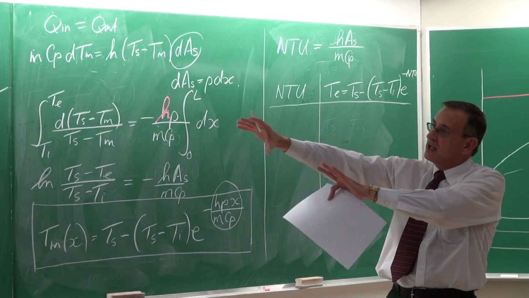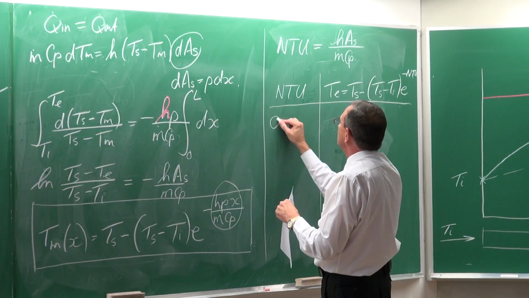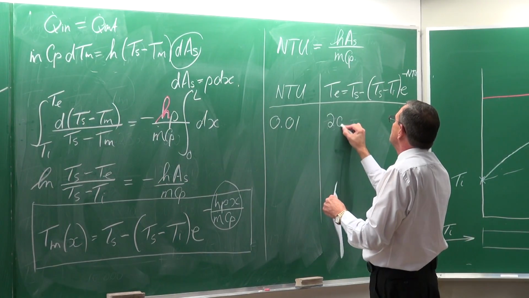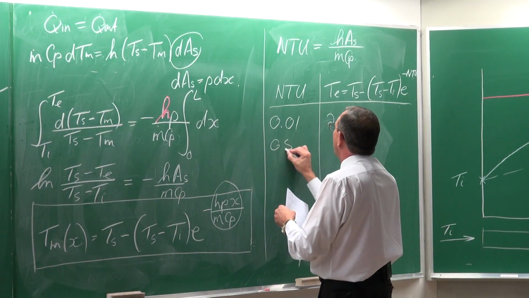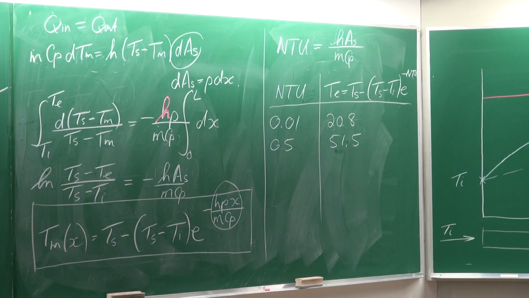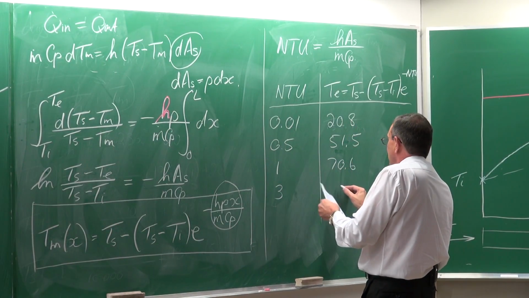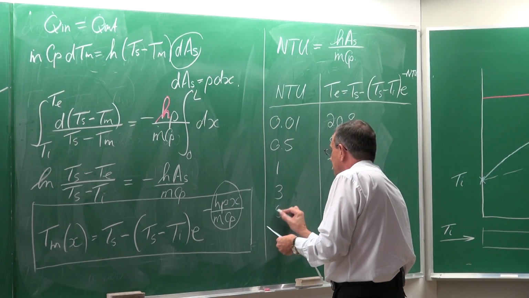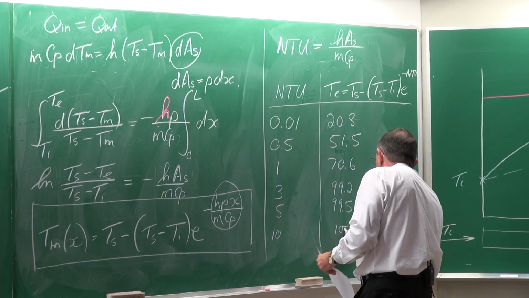If we take the inlet conditions that we have there with the heat flux, etc., we don't have the heat transfer coefficients. Let's suppose NTU is equal to 0.01. Then the outlet temperature is going to be 20.8 degrees Celsius, which means there's almost no heating occurring in the tube. The inlet temperature was 20, and over a distance of 5 meters it only increases to 20.8. If NTU is 0.5, the outlet temperature is going to be 51.5, an increase of 30.5 degrees Celsius. If it is 1, it is going to be 70.6. If it is 3, it's going to be 99.2. If it is 5, it's going to be 99.5. And if it is 10, the outlet temperature is going to be 100.